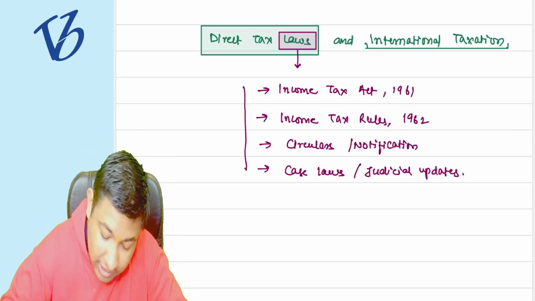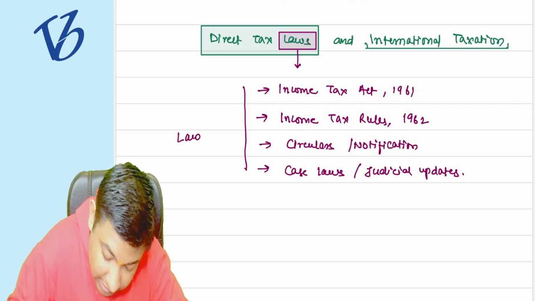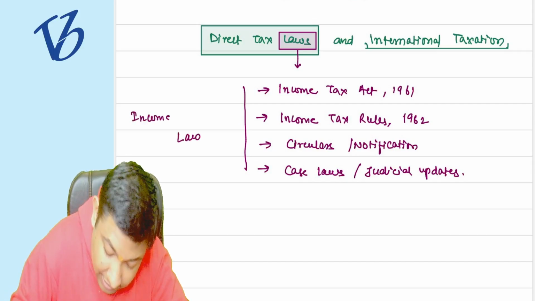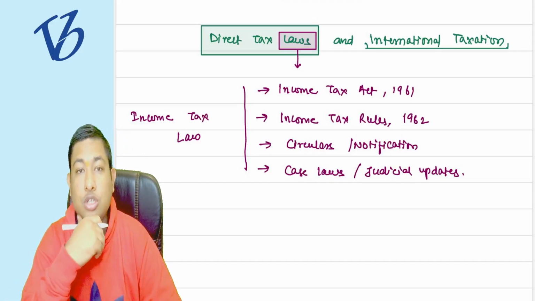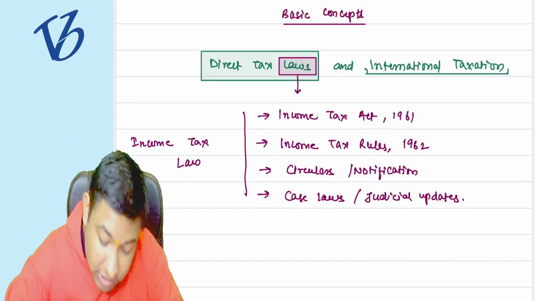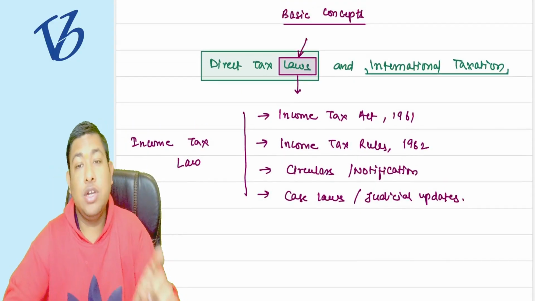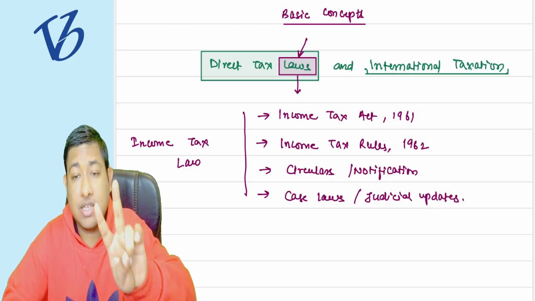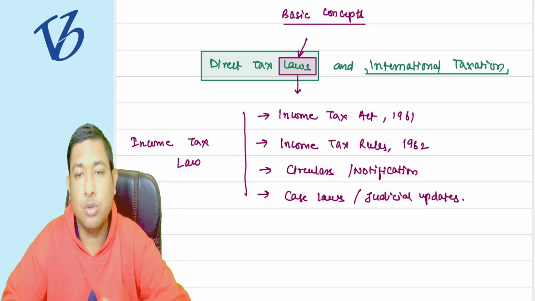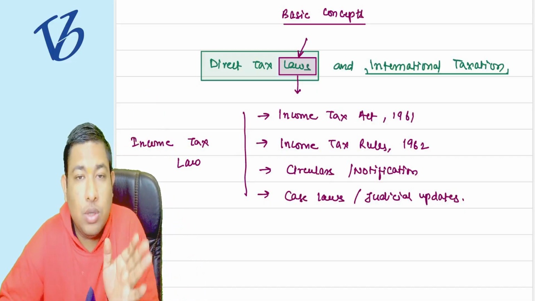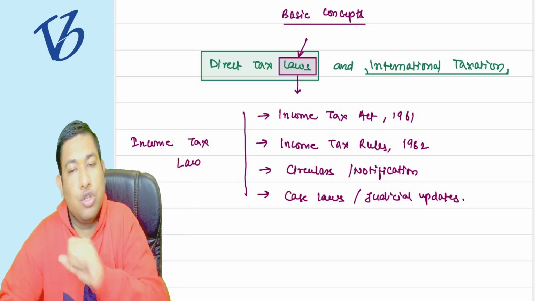All these things combined together comprise the income tax law. So what do you have to study? You have to study the law, meaning you need to study the Income Tax Act, Income Tax Rules, circulars, notifications, case law, and judicial updates. Each and everything is going to be studied by you, then only you are going to cover the direct tax laws portion.